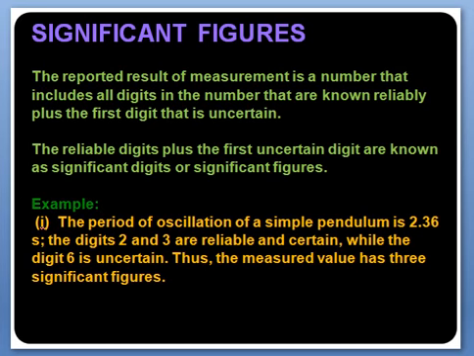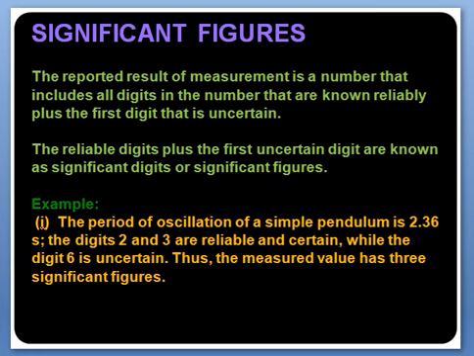For example, the period of oscillation of a simple pendulum is, suppose, 2.36 seconds. The digits 2 and 3 are reliable and certain, but the digit 6 is uncertain. At the place of 6, it may be 5, or maybe 7. Thus the measured value has 3 significant figures.